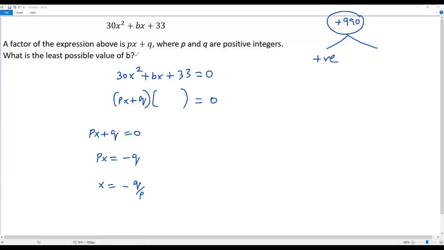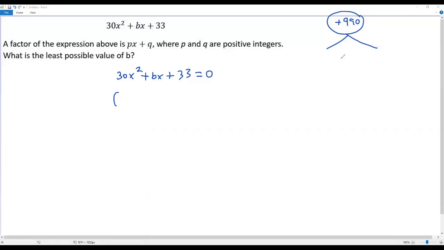So from the linear factor px + q, and the information that p and q are positive integers, we got that one of the factors of 990 is positive. Then what must be the sign of the other factor? The other factor also must have a positive sign, so that when I multiply two positive factors, we'll be getting a positive number. So now I understand that both the factors of 990 are positive. So how do we get those two positive factors for 990?